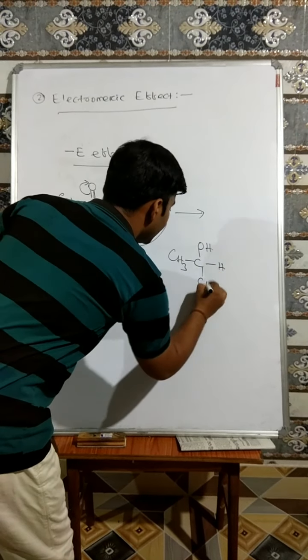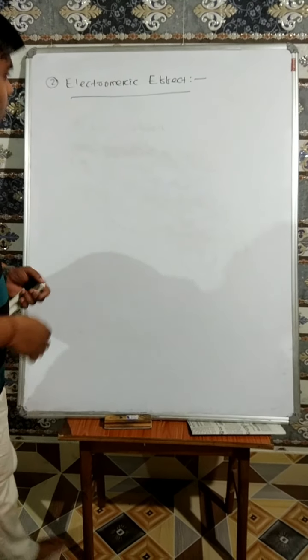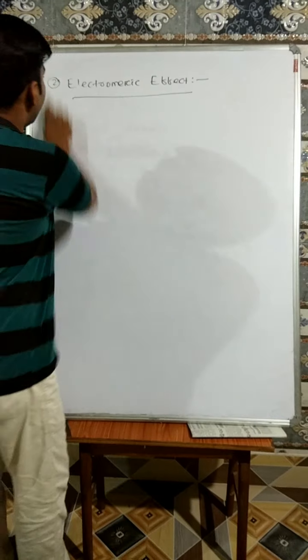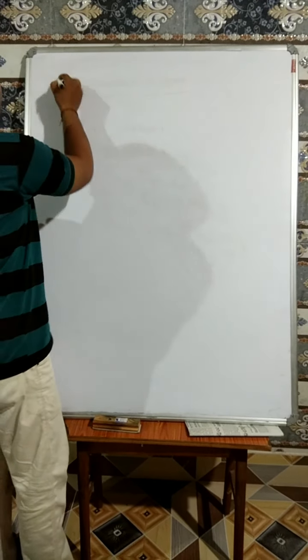So these are the plus E and minus E effects, and we know the application. All electrophilic addition reactions take place through the positive electromeric effect mechanism, and all nucleophilic addition reaction mechanisms follow the minus E effect. Now we come to the third electron displacement mechanism, that is resonance.